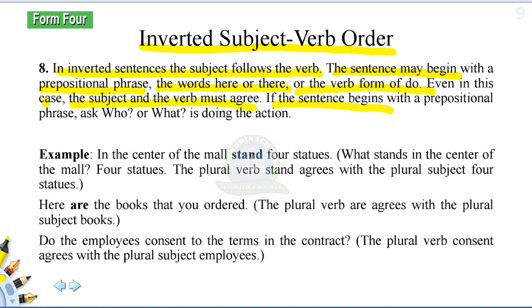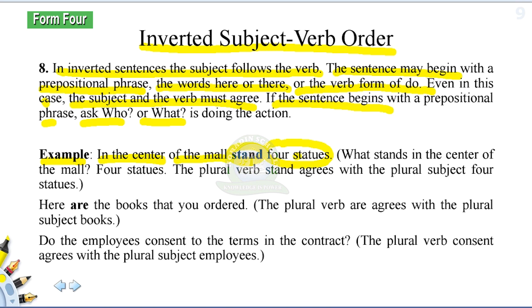If the sentence begins with a prepositional phrase, ask who or what is doing the action. Are they plural or singular? Look at this example: in the center of the mall, stand for status. Some people get confused and think the subject is the center, but the subject of the sentence is for status. Since it is plural, the verb becomes plural.